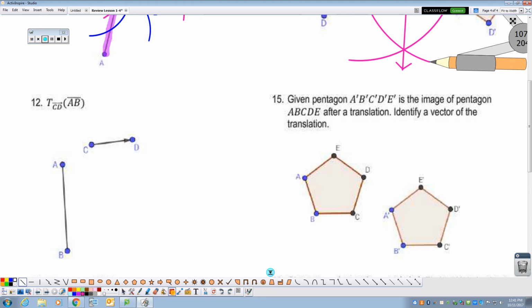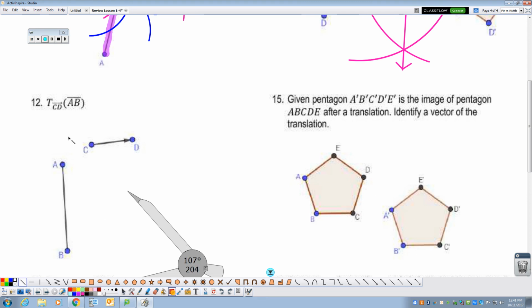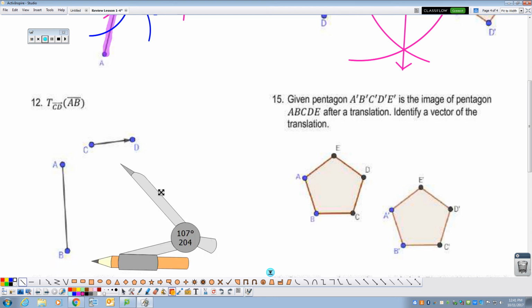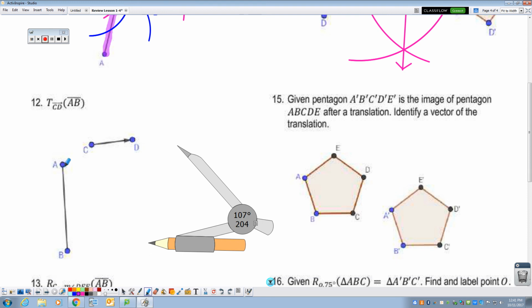Next, a translation question. And this is where we want to translate segment AB according to vector CD. So every point has to move that far. And this is the one where the idea behind this construction is really to kind of create a parallelogram that looks like this, and then a parallelogram that looks like this. That's what we're really doing. That's why this construction is going to work.